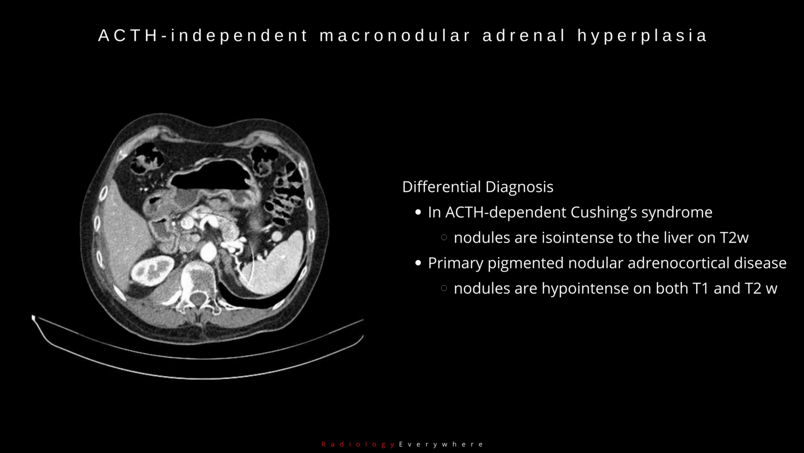In ACTH-dependent Cushing's syndrome, nodules are isointense to the liver on T2 images. While in primary pigmented nodular adrenocortical disease, nodules are hypointense on both T1 and T2 weighted images.